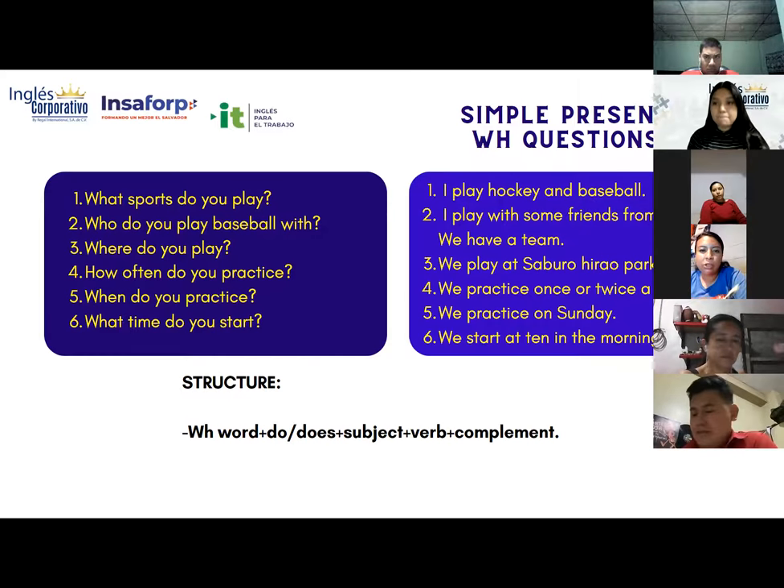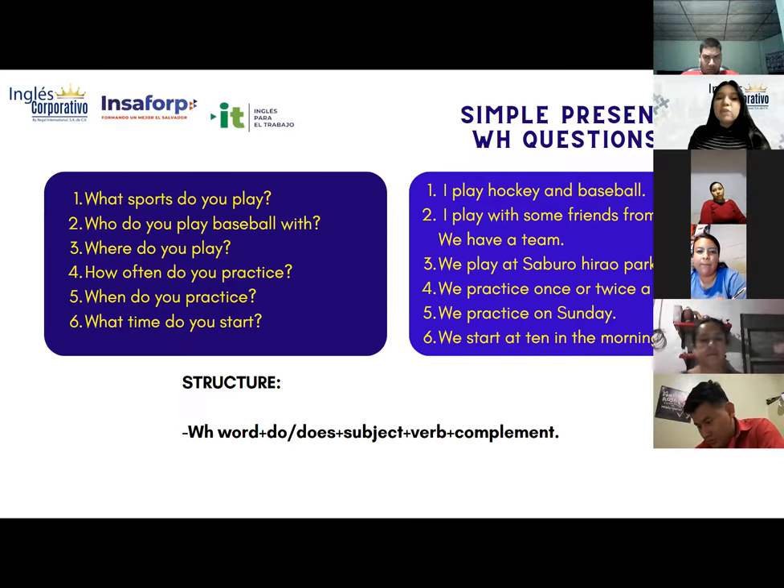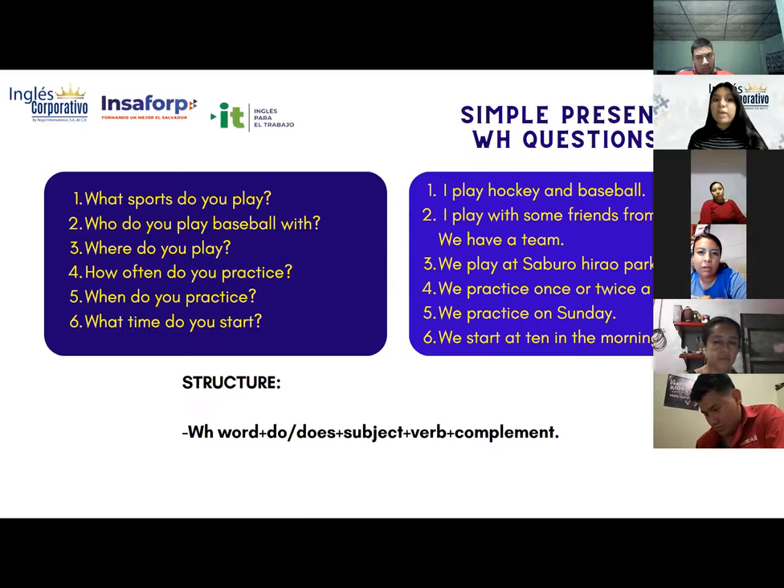Si en dado caso no hubiera un sujeto, no se pone el do ni el does. Ok. ¿Y cuándo no podría haber un sujeto? Cuando se pregunta qué horas son. Ok. Si preguntamos qué horas son, tendríamos que hacer una pregunta con el verbo to be. What time is it? Ahí no se ocuparía el do ni el does. Correct. Cuando lleva el verbo to be. Correct. When you have the verb to be, is the verb to be.